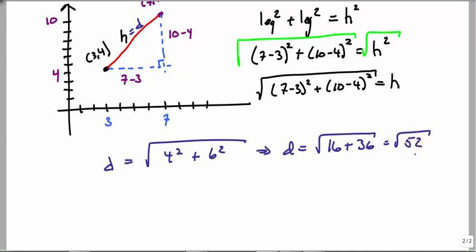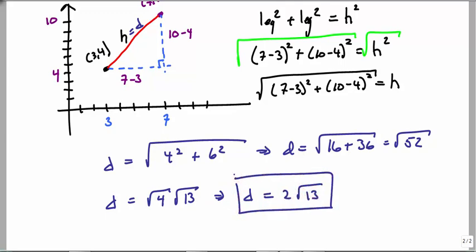Now we have to decide, would I leave my answer like this? Well, what we want to think about here is, does 52 break down? Does it have any factors that are perfect squares? So for 52, that's 4 times 13. So 13 times 4 is 52. So I can break this up into root 4, root 13. The square root of 4 is 2, so I get 2 root 13 for my distance here. And this is an exact form. I don't need to find a decimal approximation, but this is the correct solution.